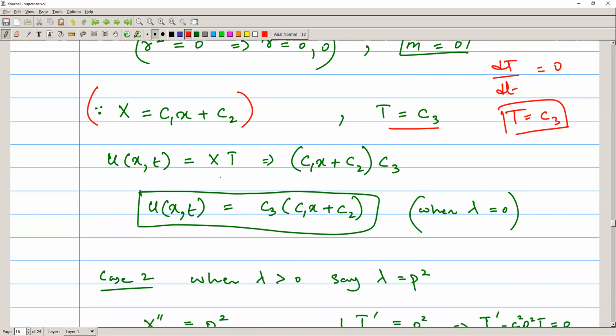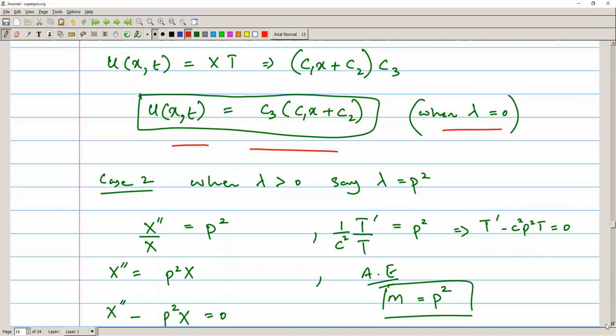So now initially what we considered was u(x,t) = X(x)T(t), right? So this is equal to (c1 x + c2) times c3. Here u(x,t) = c3 (c1 x + c2), right? When lambda is equal to 0.